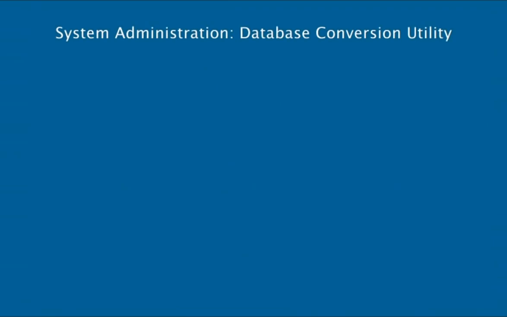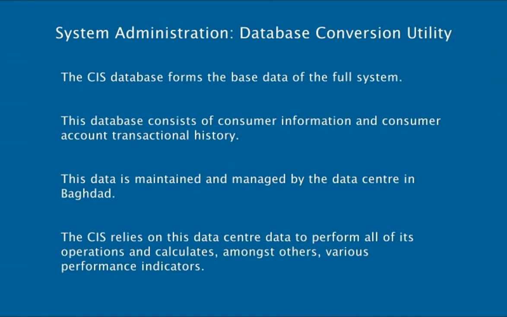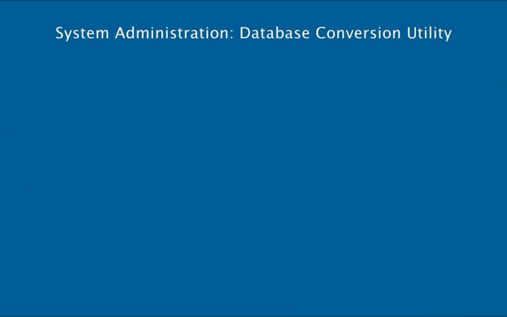Account View. Data Conversion and Migration Utility. The Consumer Information System forms the base data of the full account view system. This database consists of consumer information and consumer account transactional history. This data is maintained and managed by the data center in Baghdad. The account view consumer information system and all of its modules relies on this data to perform all of its operations and calculates, amongst others, various performance indicators.